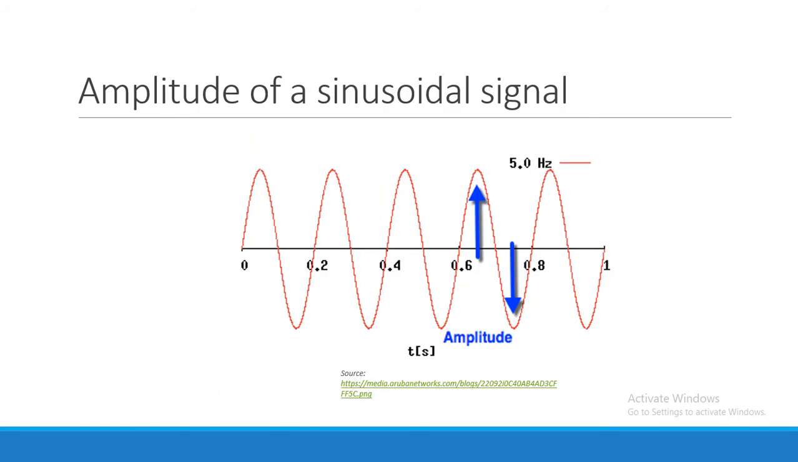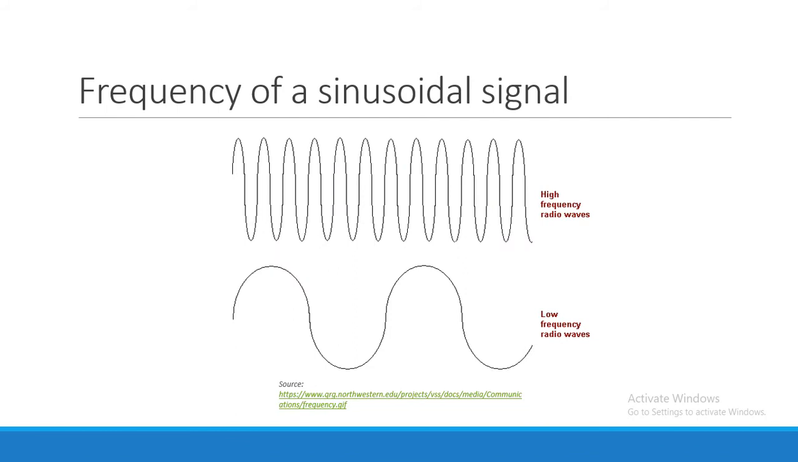A signal has attributes such as frequency, amplitude, and phase. First, let's see what the amplitude is. Amplitude is the maximum extent or height of a wave. Now let's see what the frequency of a signal is. Frequency is the number of occurrences during a period.